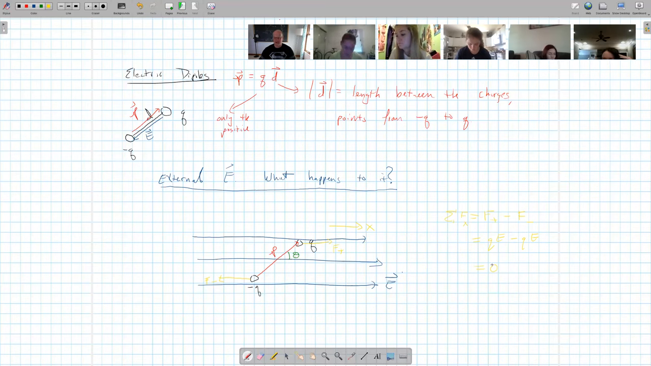So basically what's gonna happen is what? The positive charge is gonna be pulled in this direction, the negative charge is gonna be pulled in this direction, but they're gonna be pulled in equal and opposite directions, which means the net force that this thing is going to experience is gonna be equal to zero. Okay. So the net force on this guy is simply equal to zero, which basically just means it won't accelerate.